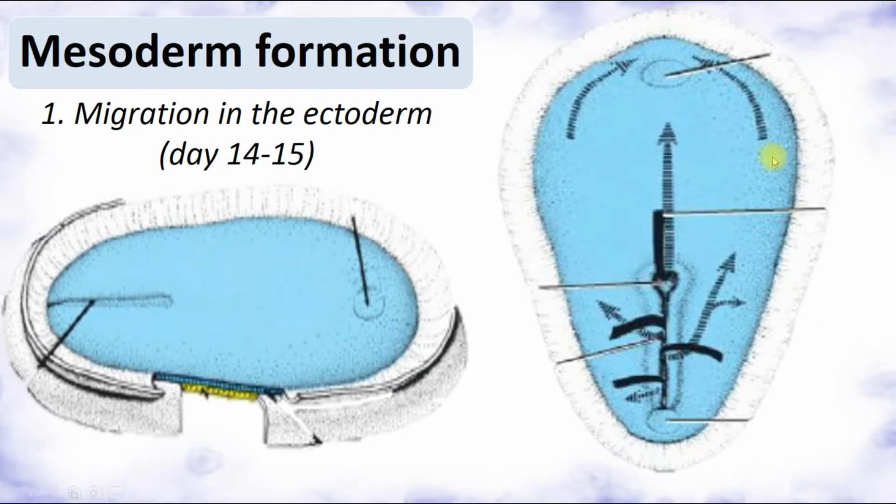So here we can see the embryonic disc. It includes ectoderm and endoderm. It's viewed from the upper side of the embryo, so it's the amniotic vesicle. The top of the amniotic vesicle was removed, and here we can see the bottom of the amniotic vesicle, which is embryonic ectoderm. Here we can see embryonic ectoderm. It's the anterior and posterior end of the embryonic disc. And migration begins in the ectoderm.